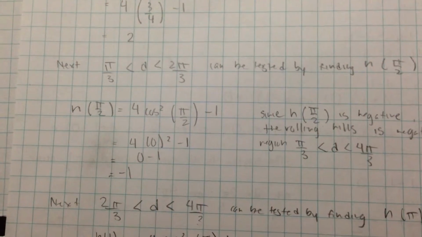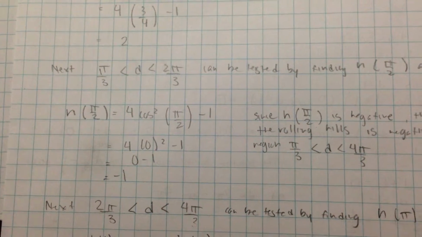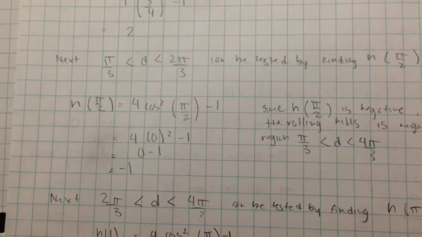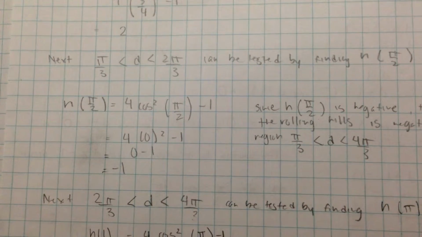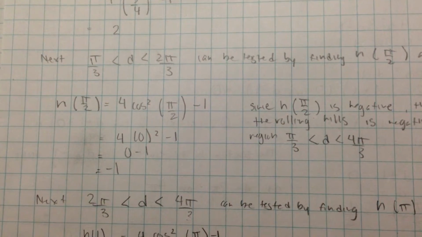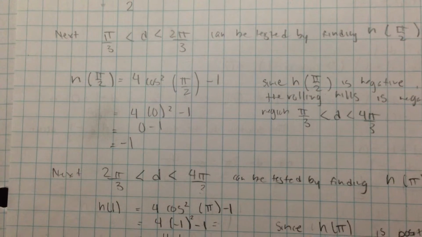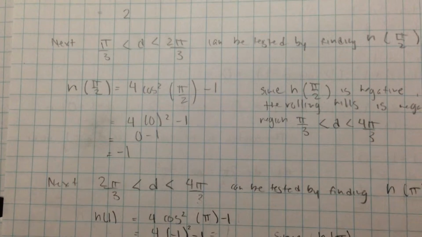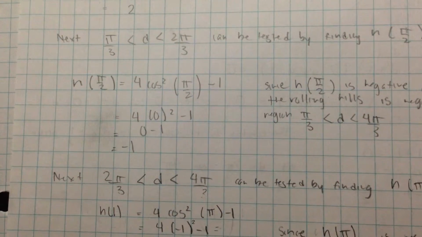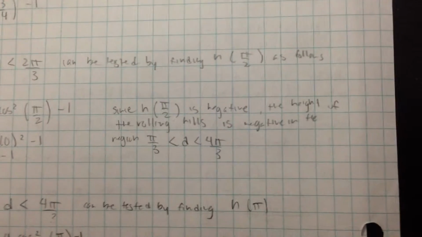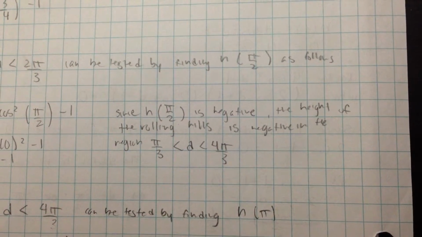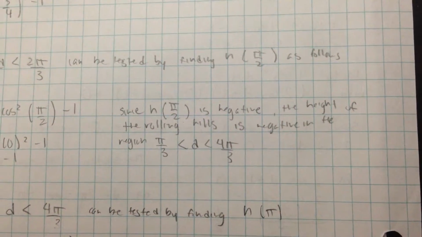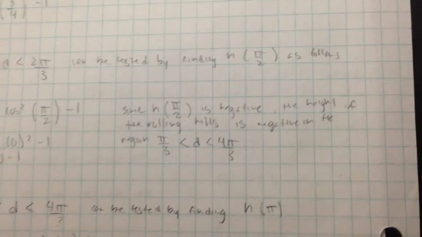Next, the interval pi over 3 less than d less than 2 pi over 3 can be tested by finding h of pi over 2. So h of pi over 2 equals 4 cosine squared pi over 2 minus 1. Cosine pi over 2 equals 0. You square that, and you get 0 minus 1 equals negative 1. Since h of pi over 2 is negative, the height of the rolling hills is negative in the region pi over 3 less than d less than 2 pi over 3.